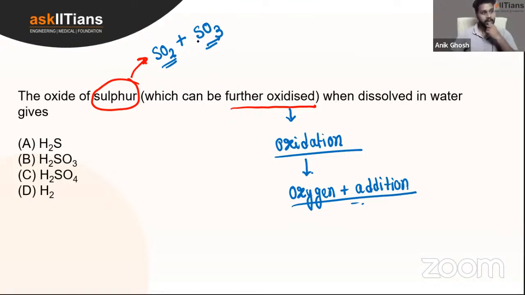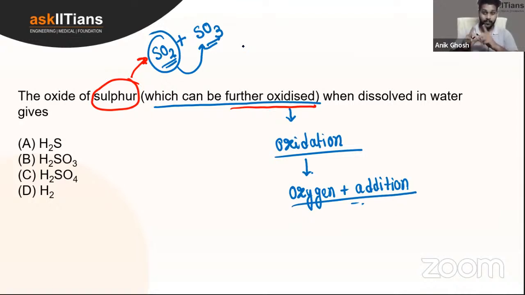Now, what are they asking? Which can be further oxidized? Between sulfur dioxide and sulfur trioxide, which one can be oxidized again? Further means with which can you add more oxygen? It's a no-brainer that it's going to be sulfur dioxide, isn't it? Because you can add oxygen to sulfur dioxide to make sulfur trioxide. If you have sulfur dioxide and you burn it, it would become sulfur trioxide.